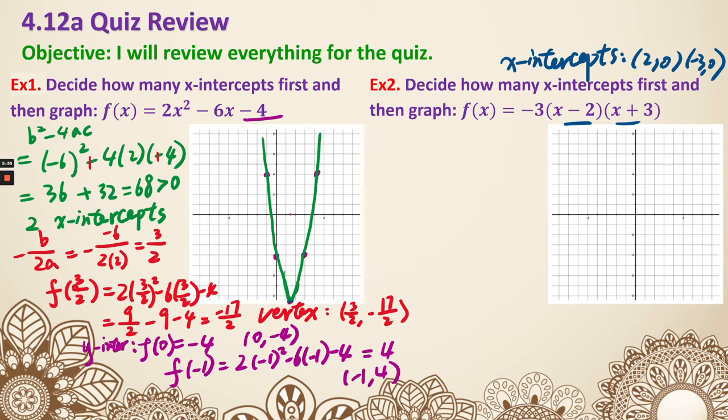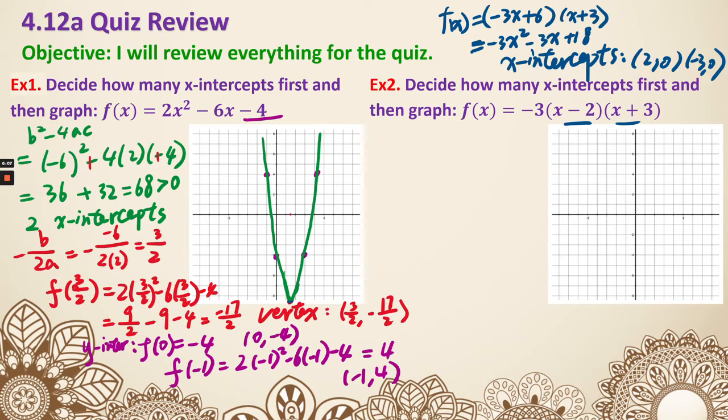b squared minus 4ac. That means I actually need to change into standard form. I'm going to multiply everything open. f of x, if I multiply everything open, is going to be negative 3 times (x minus 2) times (x plus 3), or negative 3x plus 6 times x plus 3. And then I'm going to distribute. That's going to give me negative 3x squared. After simplifying, that's plus 6x. And then it's minus 9x, so minus 3x, then plus 18.